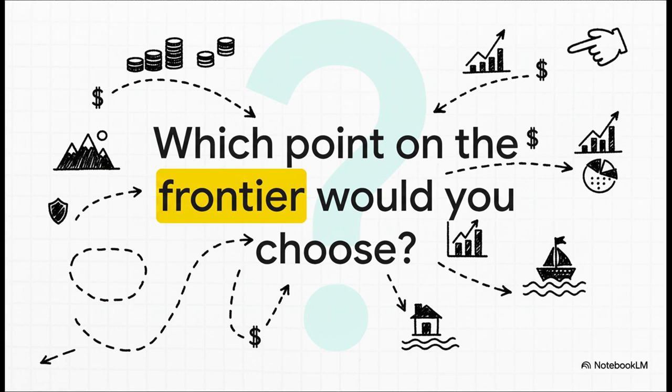See, this framework gives you the map. It shows you all the best roads you can take. But the final choice, which destination you actually go to, that still comes down to you. The math can't tell you how much risk you're comfortable with. It gives you the perfect options, but you still have to choose your own adventure.